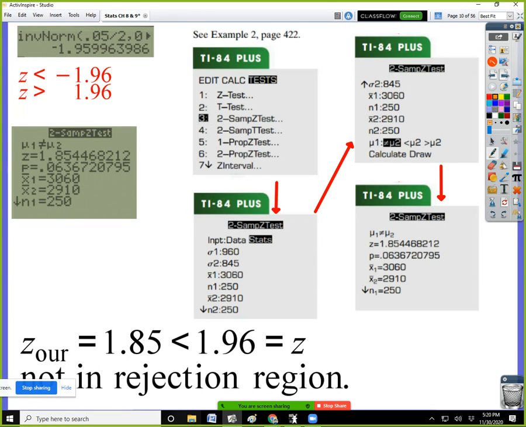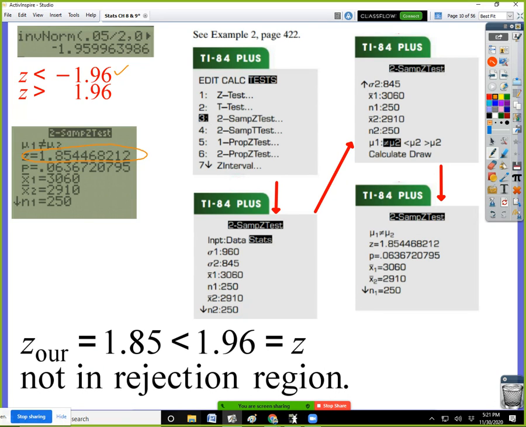Now, if we do it all in the calculator, let me move this down so it's out of the way a little bit. Again, we do inverse norm of 0.05 over 2. I wouldn't even have had to figure out that it's 0.025. I can just put 0.05 over 2. It gives me my minus 1.96. That's where I got that. And of course, you get the same thing on the opposite side. Now, we're testing a 2-sample z-test, so what I end up getting is this 1.85 right there.